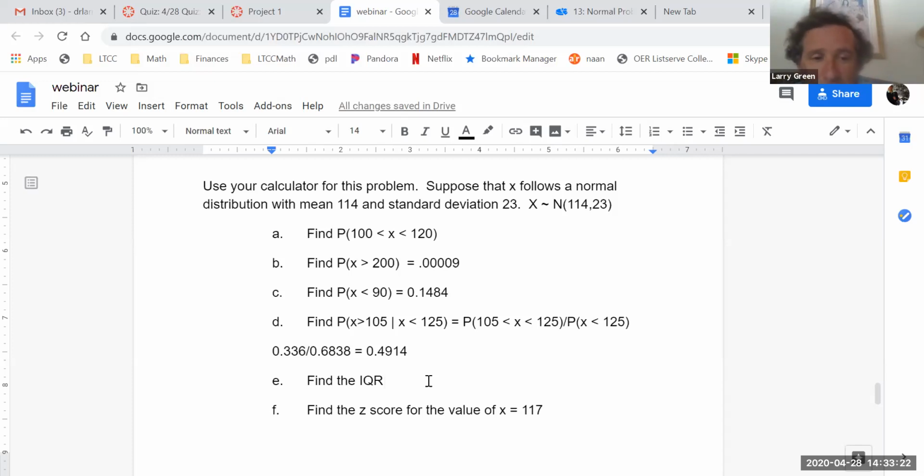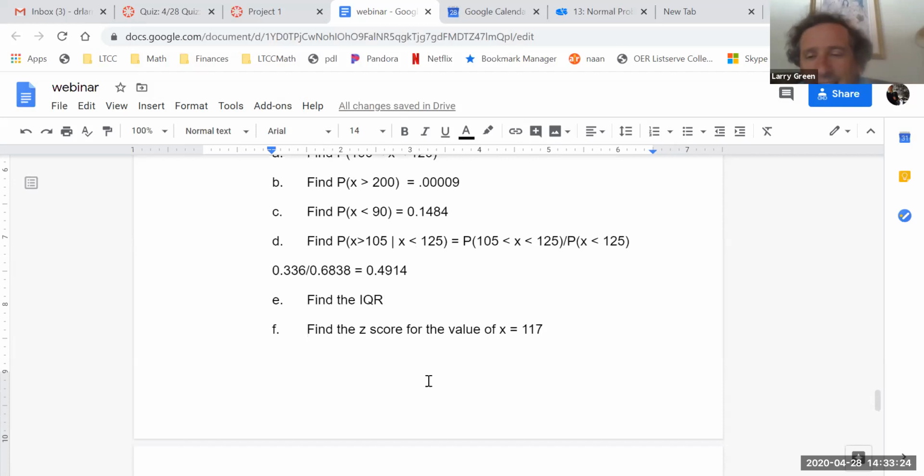Okay, let's do the next one, and that is find the IQR. What is the IQR? Who remembers what that means to say IQR? And this is important because that's in chapter 2, so that means you're being tested on Thursday. Yeah, that's the interquartile range, the middle 50%, and in particular, it's the third quartile minus the first quartile.